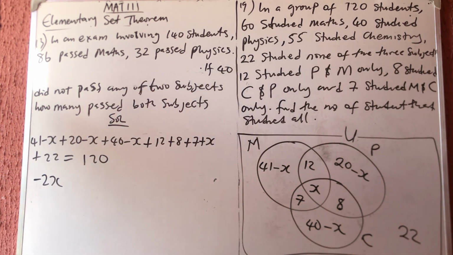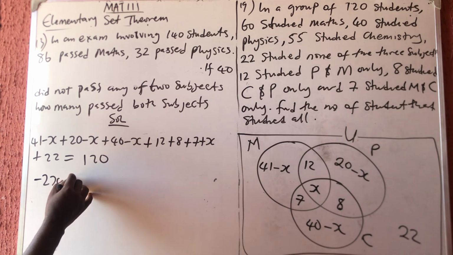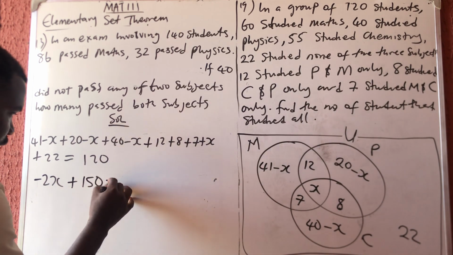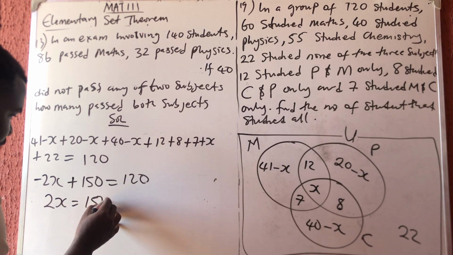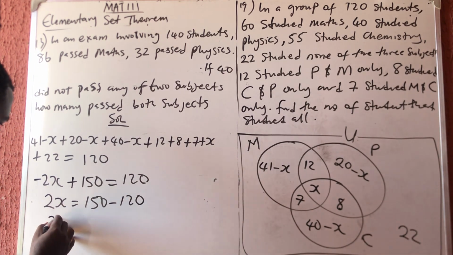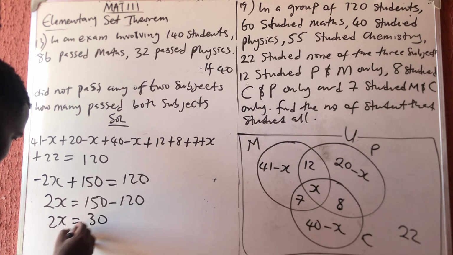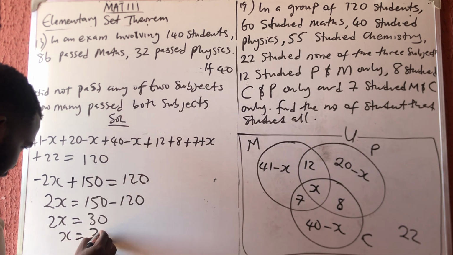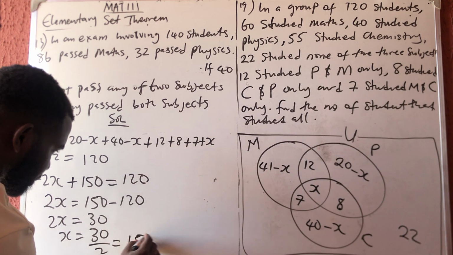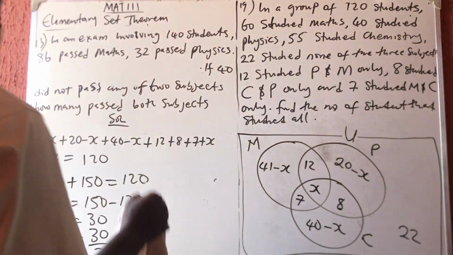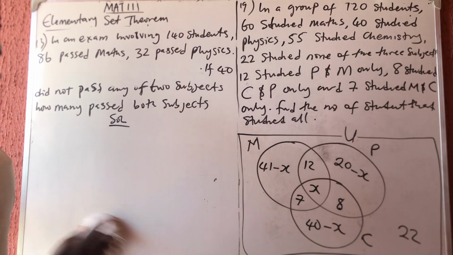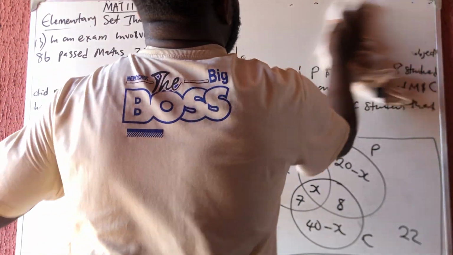Now add all these numbers. If you add all these numbers, you're going to have 150. So 150 minus 2x is equal to 120. So I will now have that 2x is equal to 150 minus 120. So 2x is equal to what? 30. So x will now be what? 30 by 2, which is equal to 15. So 15 students studied all the three subjects. All right. So very, very simple.